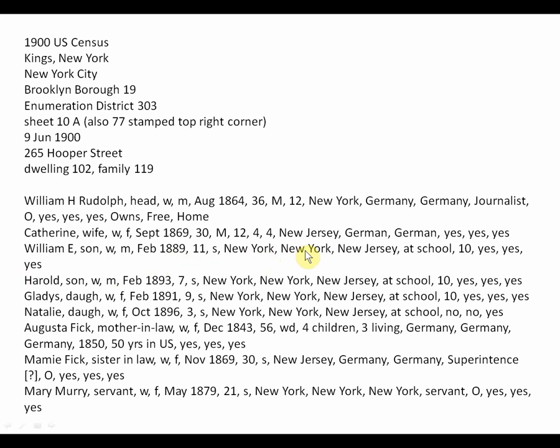He was born in New York. His father was born in New York. His mother was born in New Jersey. That would be Catherine. Uncle Hal, Gladys, Natalie, Augusta, the mother-in-law, and here's Aunt Mamie, the sister-in-law, who would have been my grandfather's aunt.